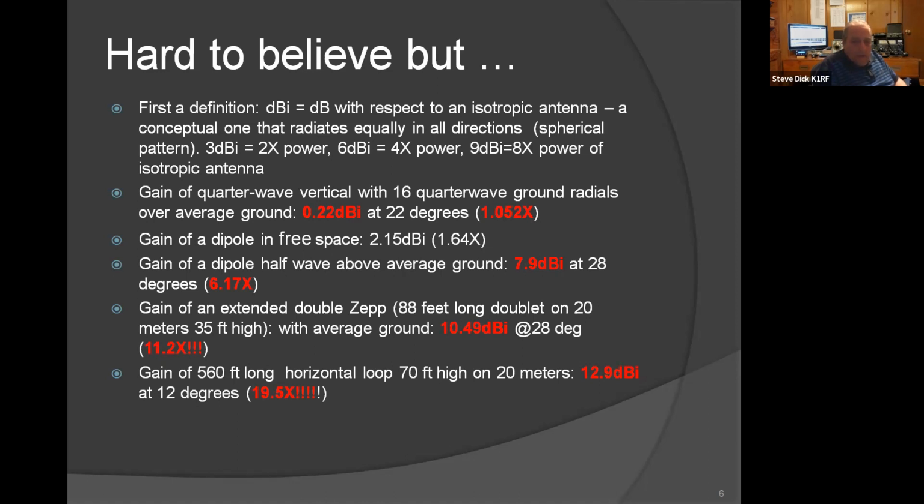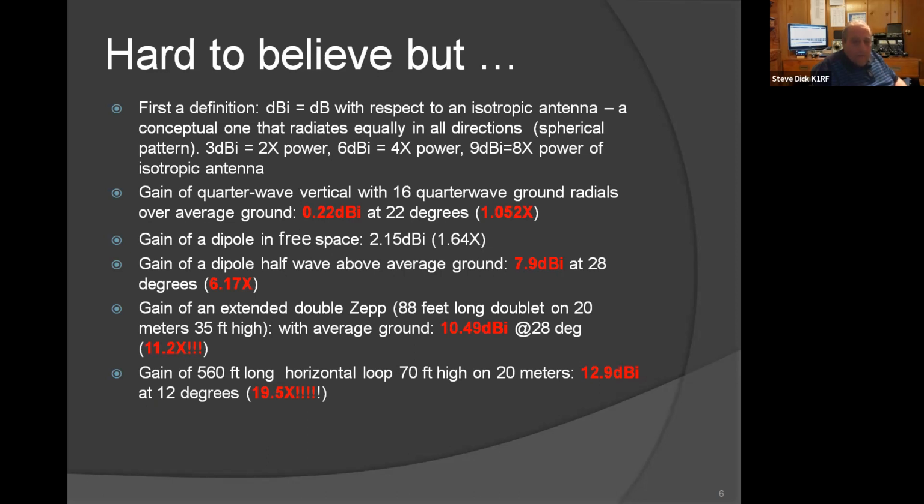Now we start having some real gain. The gain of a half-wave dipole above average ground, and half a wave above the ground, is 7.9 dBi. That's pretty good, at about a 28-degree angle. That's like 6 times the power of an isotropic antenna.